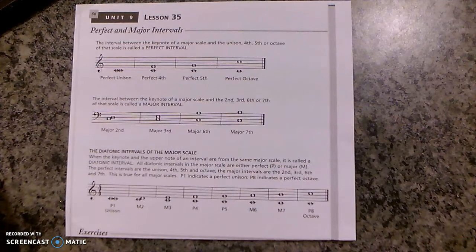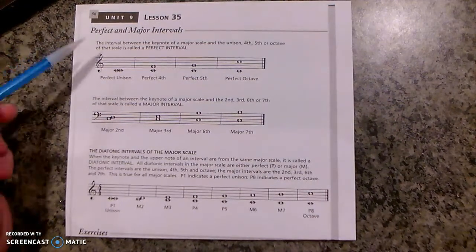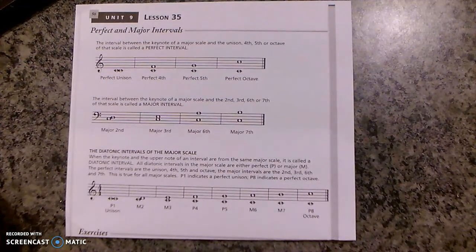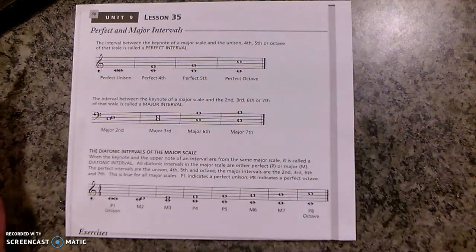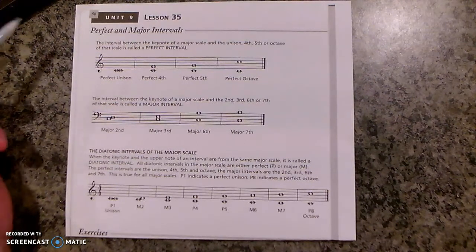Today we're on Unit 9, Lesson 35. We're going to talk about perfect and major intervals. If you remember from our last lesson, an interval is just the distance between two notes. They are measured in seconds, thirds, fourths, fifths, sixths, and so on. In the major scale, you have two types of intervals. You have perfect intervals and major intervals.